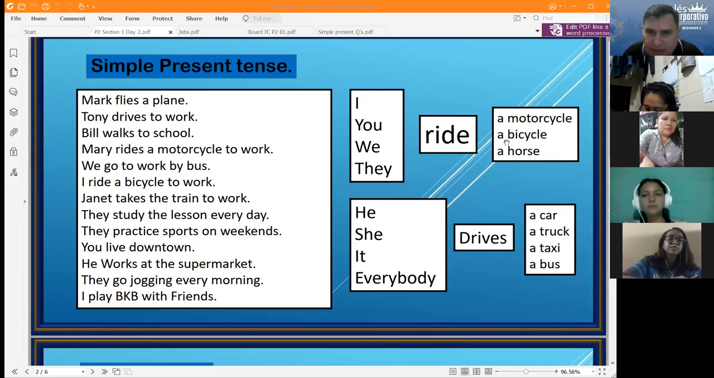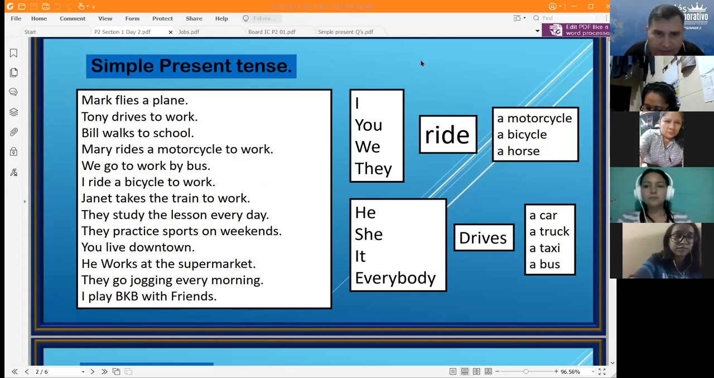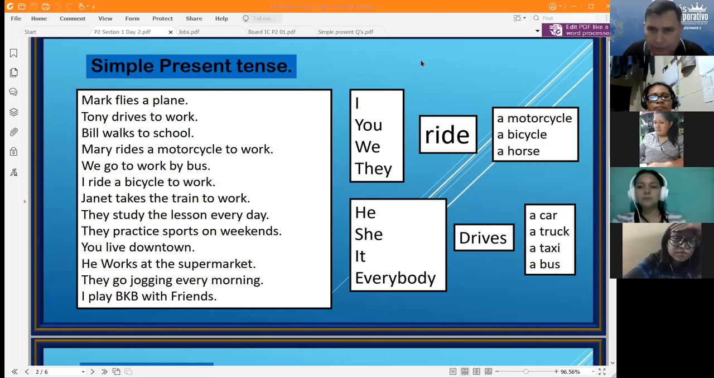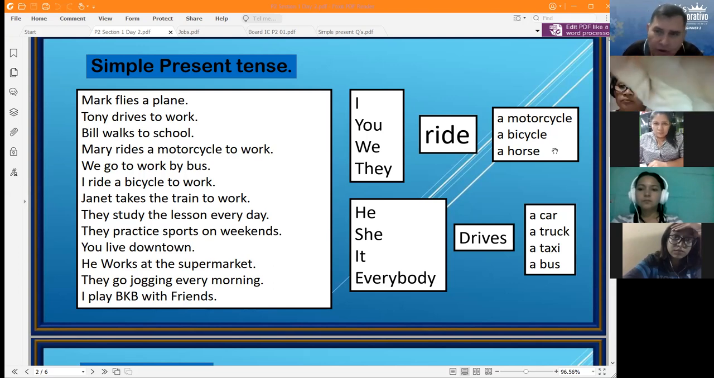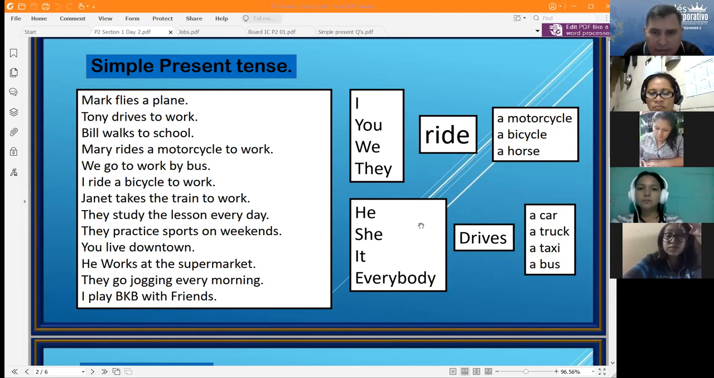Probably you remember that yesterday we were talking about these sentences. But the important thing is that this is the way we build them. We say, I ride a motorcycle. You ride a motorcycle. We ride a motorcycle, etc. So we change this and the verb does not change. But in the other one, if we use he, she, it, or everybody, we use drives. He drives a car. She drives a truck. She drives a taxi, if possible. Everybody drives a car. Okay, so this is the base.